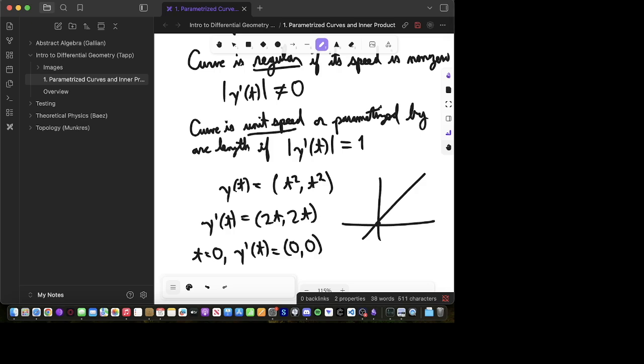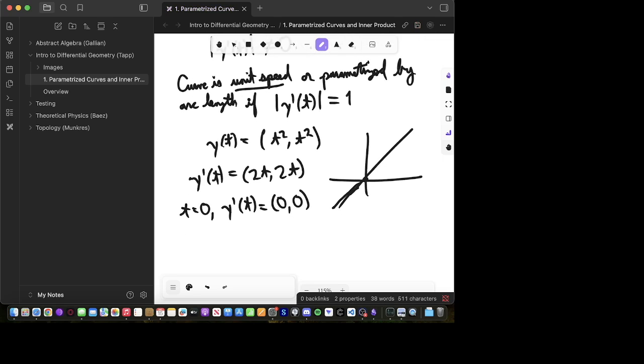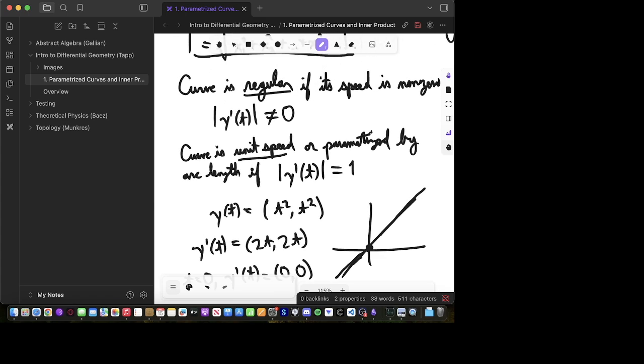You can think of this as the particle is moving, it's slowing down, and it's stopped here. Of course, when you consider t equals 1, for example, it's moving at increasing speed. But over here, it's stopped. And that makes the curve irregular.